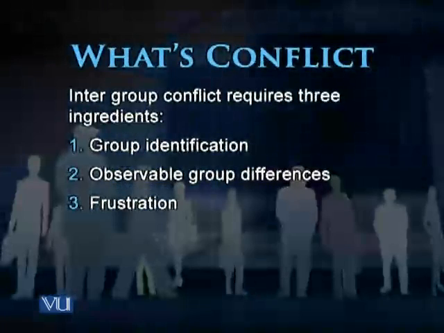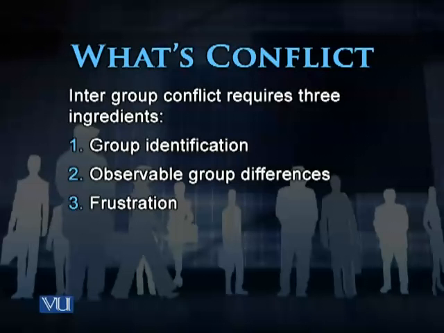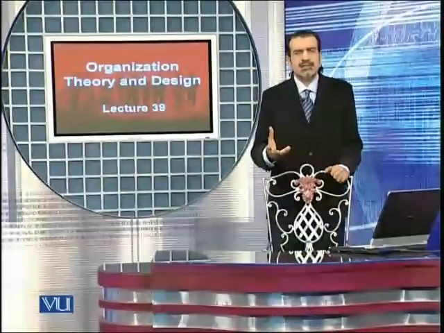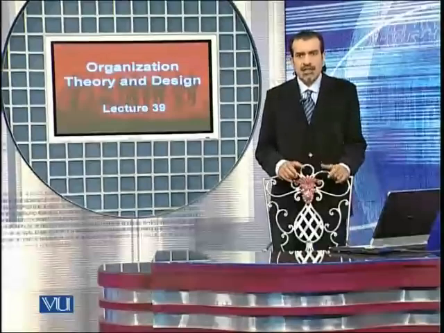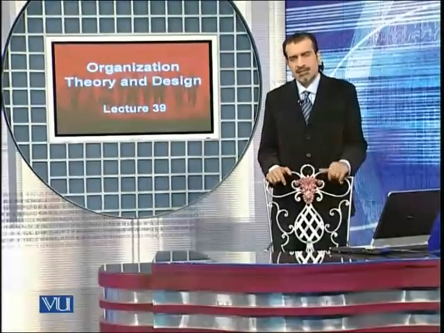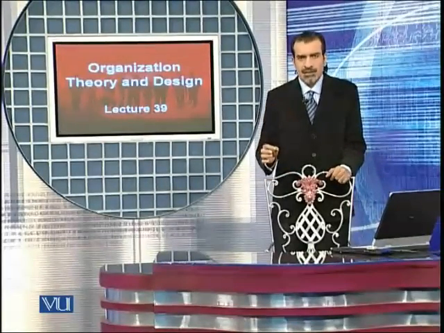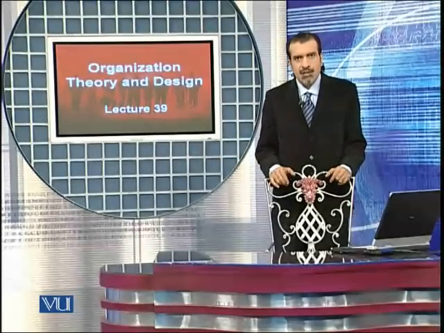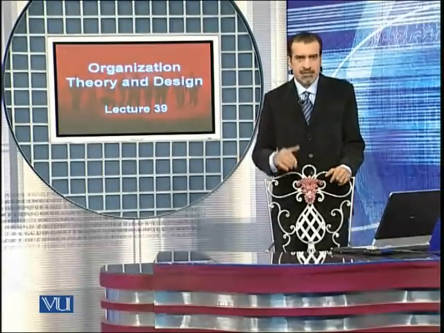And the third ingredient which is required in organizations, or anywhere groups exist, to develop conflict between the groups is the element of frustration. Now from where does this frustration creep in? We have already said that groups have different identities, groups have different strengths and weaknesses, they have different cognitive and emotive skills and levels, and on top of it, in organizations, groups have different goals and objectives.